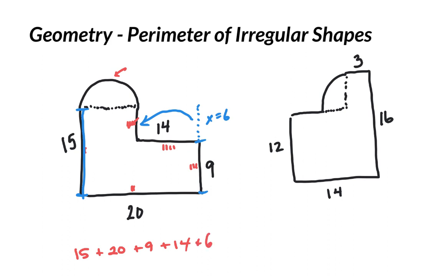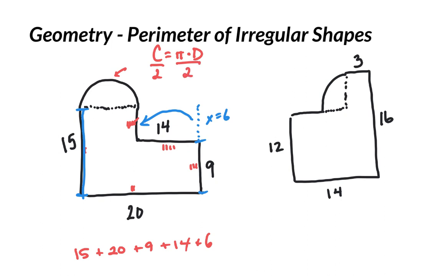And finally, this kind of curved part. Remember, the circumference of a circle is pi multiplied by the diameter. But we're not talking about the whole circle. Despite my rudimentary drawing here, I meant this to be half of the circle. So we don't need the whole circumference, we only need half of it.